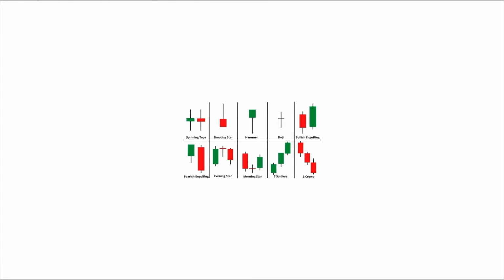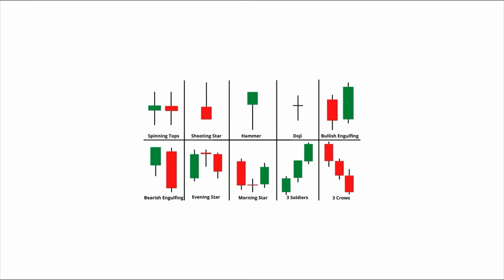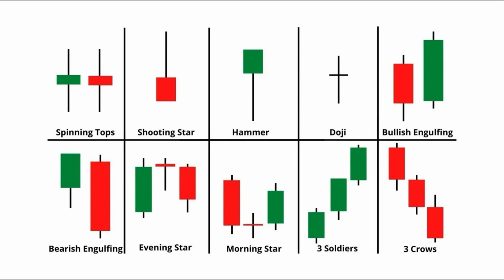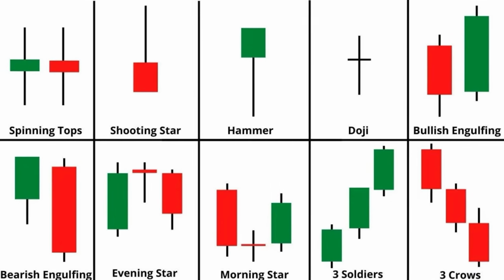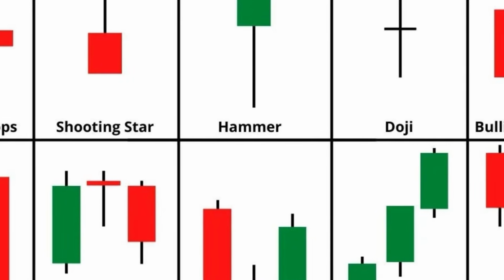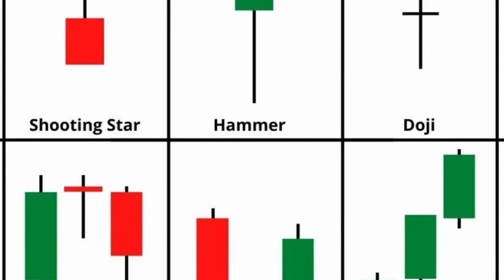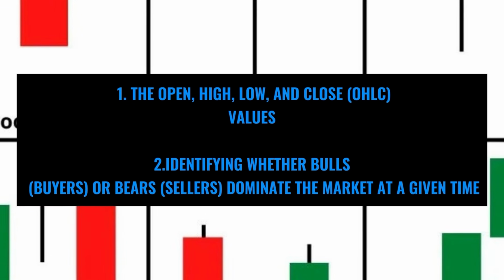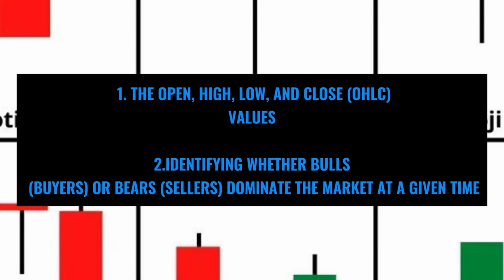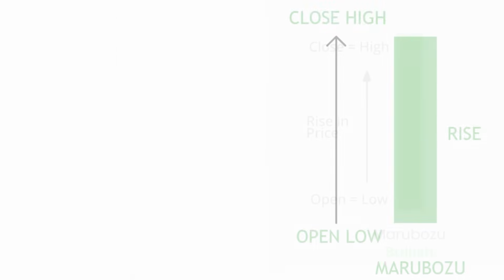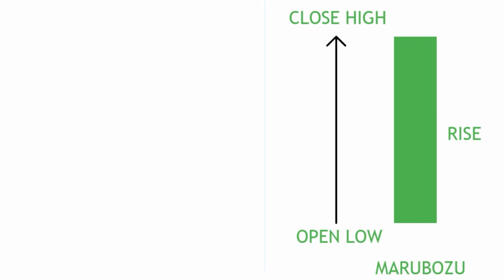While there are numerous candlestick patterns, like engulfing candlesticks, shooting stars, hammers, and spinning tops, memorizing them all can be overwhelming. But don't worry, I'll show you an easier way to analyze candlesticks by focusing on just two key factors: the open, high, low, and close OHLC values, and identifying whether bulls, buyers, or bears, sellers, dominate the market at a given time. Let's begin by examining a powerful bullish candlestick pattern, the Marubozu.